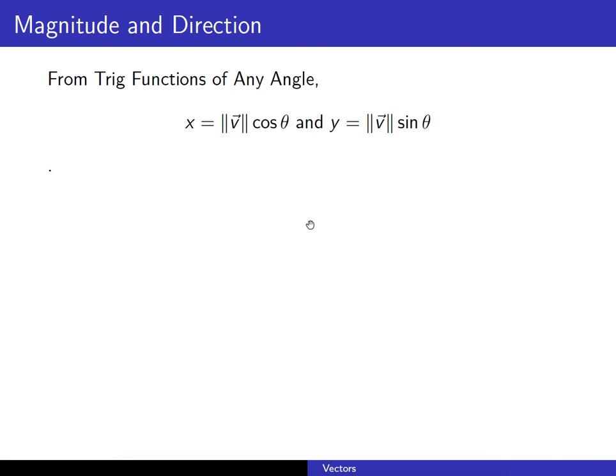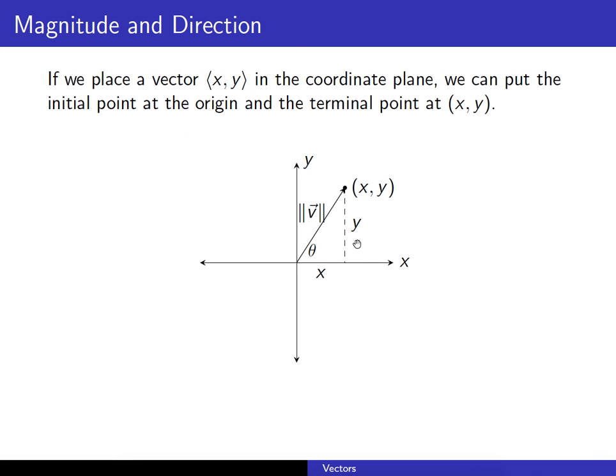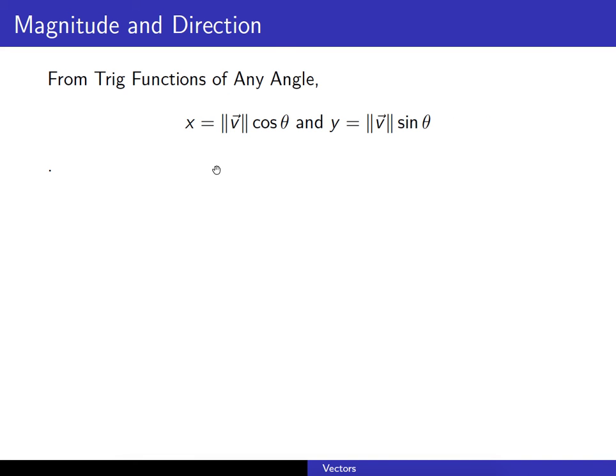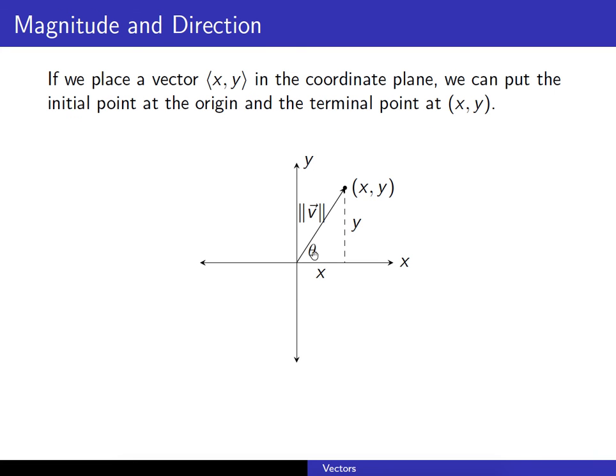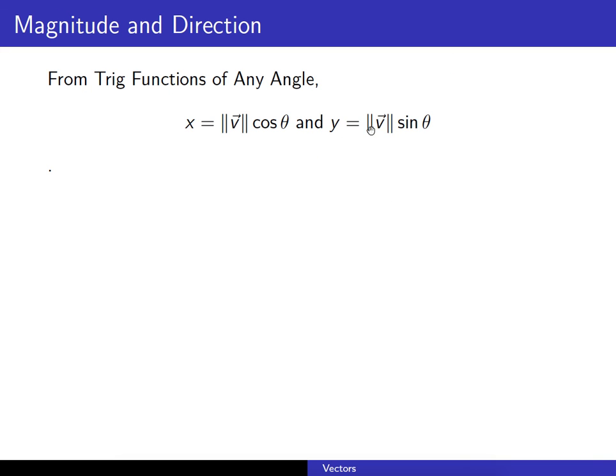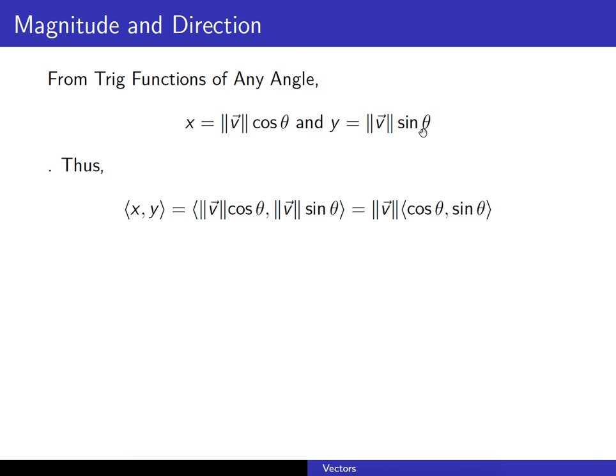So again, from trig functions of any angle, we have our magnitude times cosine is x. So in other words, the cosine of theta is x over the magnitude. So multiplying both sides by the magnitude will give us our x coordinate is magnitude times cosine theta. In trig functions of any angle, it was x equals r cosine theta. We're just replacing r with magnitude. Same thing with y. We have the sine of theta is y over r, or in this case, sine of theta is y over the magnitude. So if we multiply both sides by the magnitude, we get y is the magnitude times the sine of the angle.